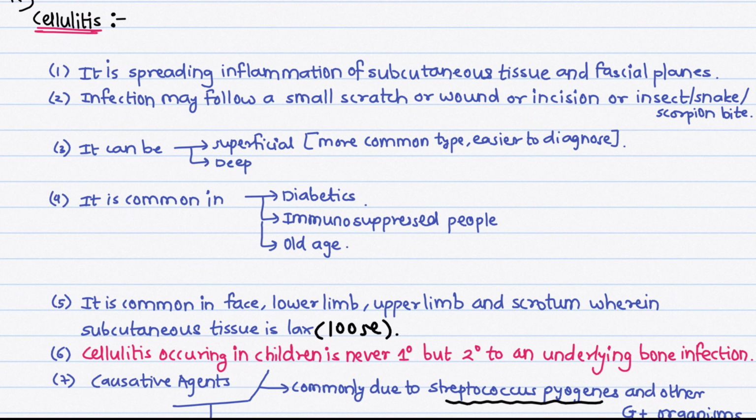Cellulitis occurring in children is never primary but always secondary to an underlying bone infection. This is one important point.